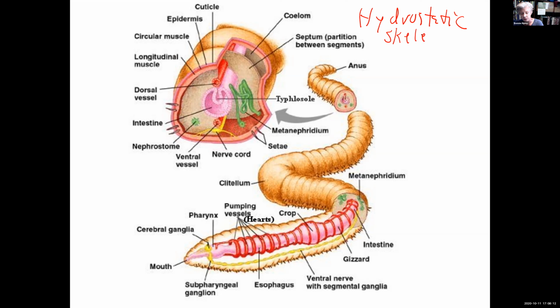That means although they don't have any bones or reinforced hard body structures, they still can hold themselves up. They're going to have muscle tissue that is connected to plates in the body that allows them to move along and crawl.